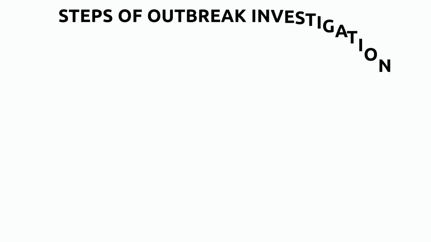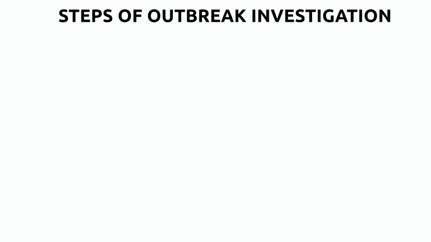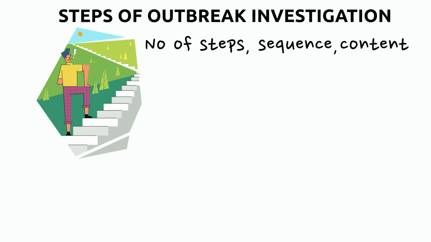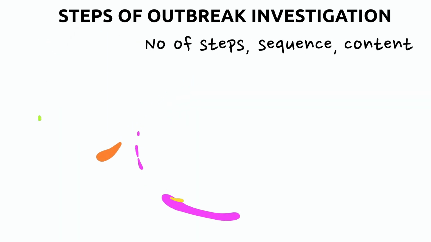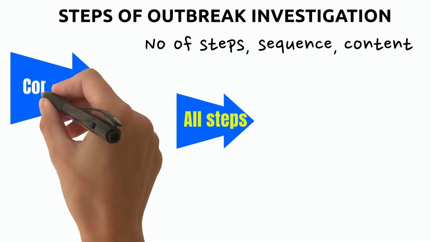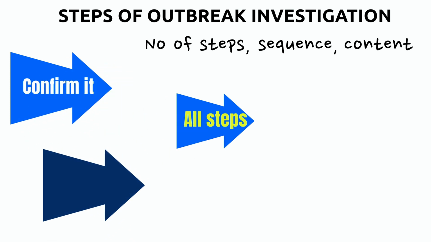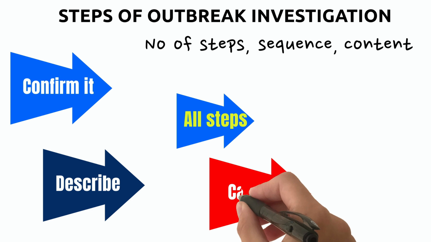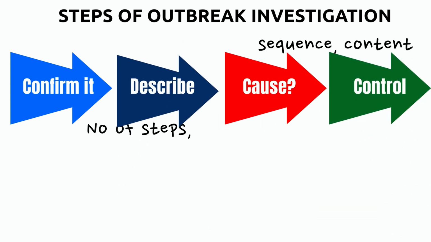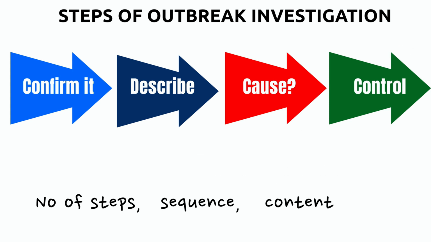Once we decide to investigate an outbreak, we have to do it in a few systematic steps. The number of steps, order and content can vary and several steps can be done at the same time. But in essence, an outbreak investigation consists of confirming whether it is there, describing it, determining its cause, and implementing the control measures so that it doesn't spread further or happen again. Let's look at all the steps in more detail.